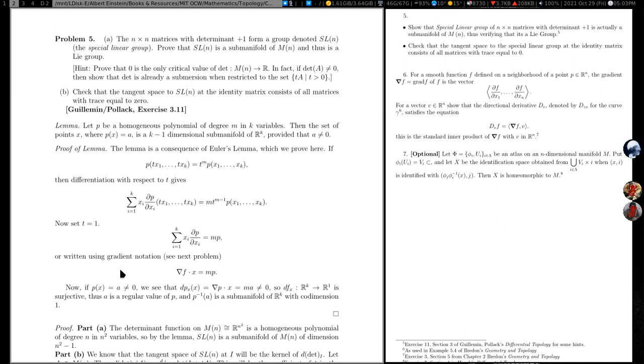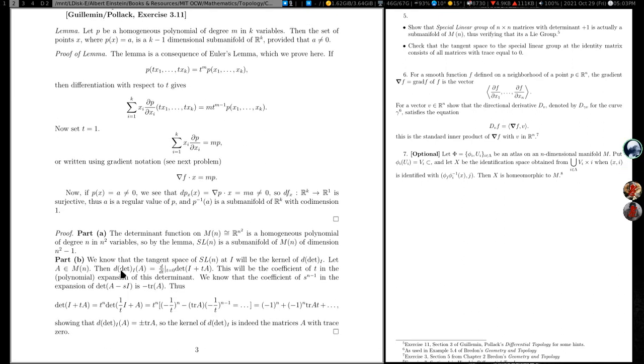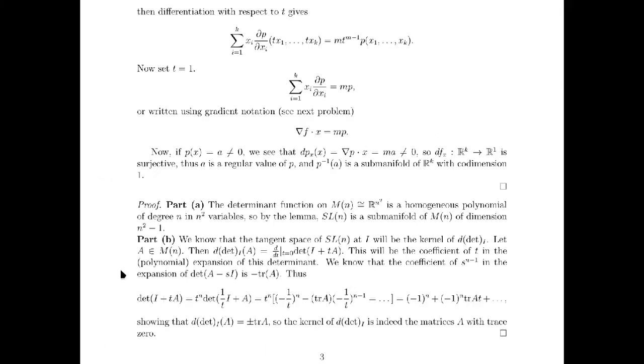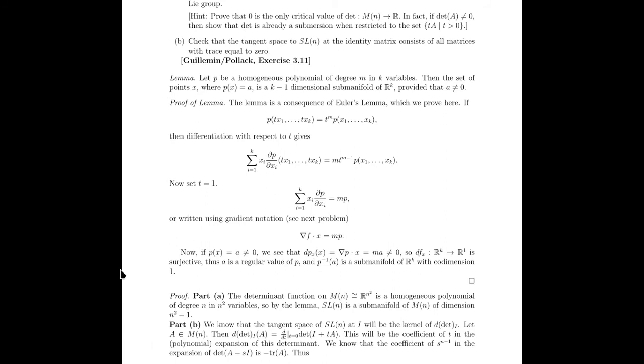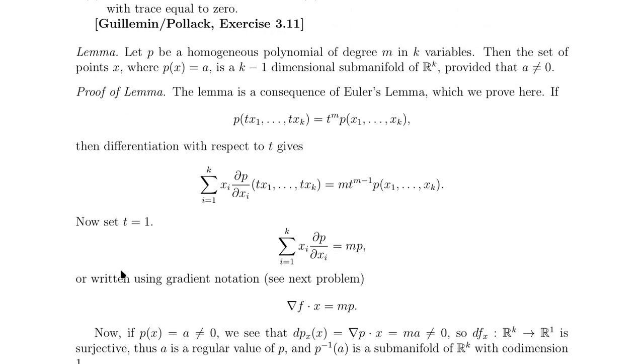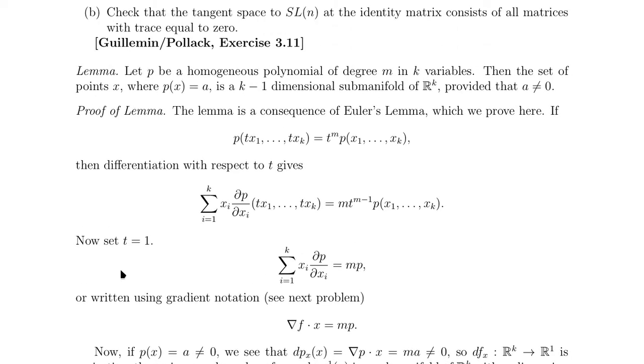Okay, then we'll try to go through this proof. Yeah. So you have proved the lemma, and then you have to prove part 1 and part A. The lemma he has is that if P is a homogeneous polynomial of degree m in k variables, then the set of points x where P(x) is equal to a is a (k-1)-dimensional submanifold of R^k, right?